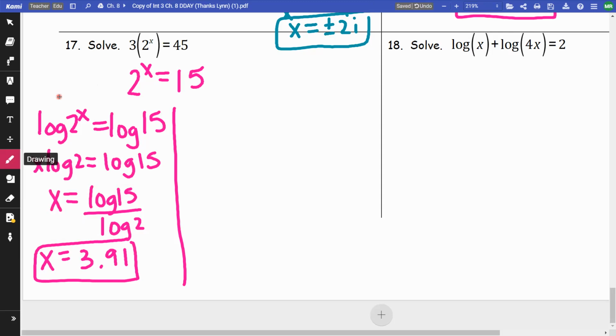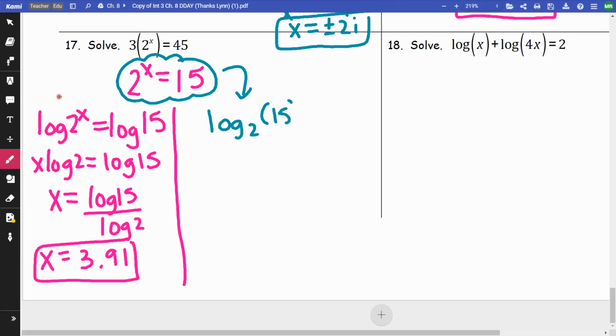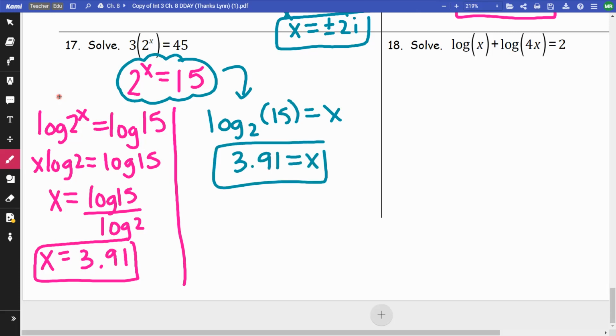Another way to think about this problem is to take this, which is an exponential form, and write it in logarithmic form, which would be log base 2 of 15 equals x. And we can put that into our calculator, using the alpha y equal button on your calculator. Number 5 will be logs, and I can put log base 2 of 15 in, and I get my 3.91 there as my answer. Same thing, different way of thinking about it.